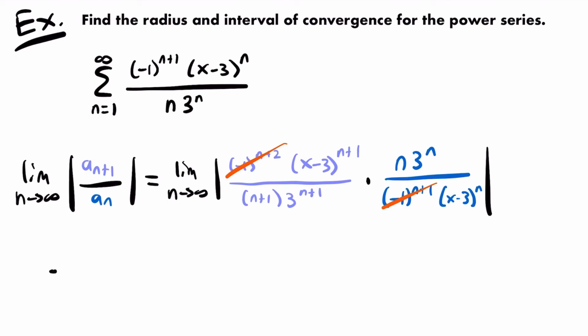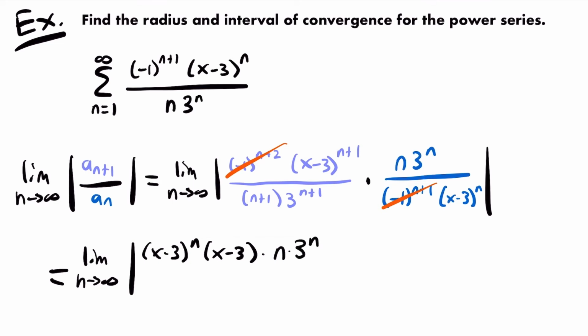So what we'll have here is that this is equal to the limit as n approaches infinity of the absolute value of x minus 3 to the power of n times x minus 3, right? We had x minus 3 to the power of n plus 1, so if we split that up, we have x minus 3 to the power of n, and then x minus 3 to the first power. And that is multiplied by n times 3 to the power of n, and then that is divided by n plus 1 times 3 to the power of n times 3 to the first power. We just split up this power right here, so we have 3 to the power of n, and then 3 to the first power. And then we are multiplying by this denominator, and so we have x minus 3 to the power of n.